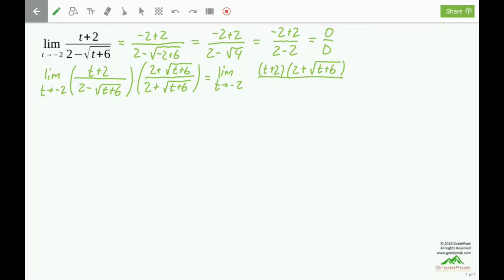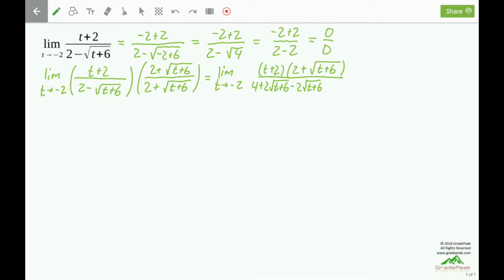In the denominator, those are root conjugates. We will FOIL those out. First, 2 times 2, that's a 4. Outside, 2 times a positive square root of t plus 6 will be a positive 2 square root of t plus 6. Inside, negative square root of t plus 6 times 2 will be -2 square root of t plus 6.